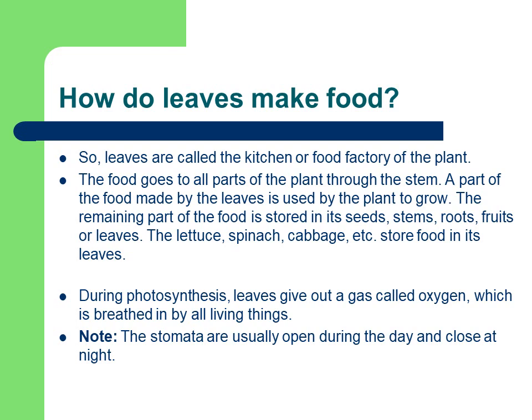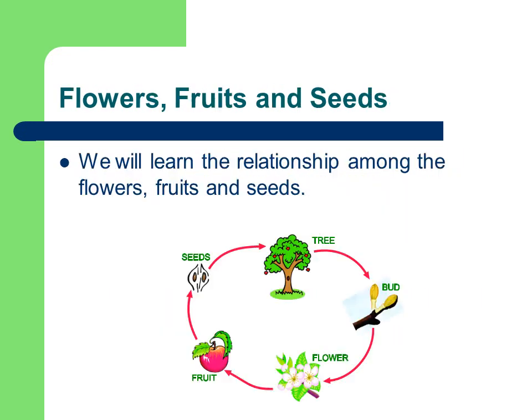Now, during photosynthesis, leaves give out a gas called oxygen, which I already told you, which is breathed in by all the living things. Now, please note here that the stomata are usually open during the day and close at the night. So, when do plants make food? They make food during the day. Now we learn about flowers, fruits and seeds. There is a very interesting relationship among flowers, fruits and seeds that we will study further.